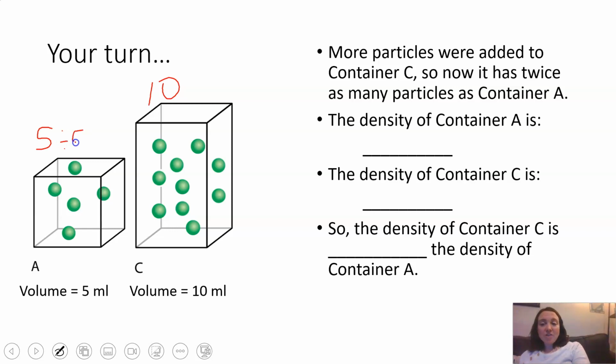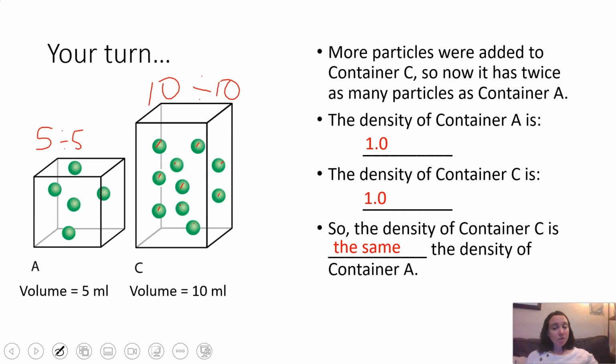Container A hasn't changed. It is still 5 particles in 5 milliliters, so its density is 1. But now container C has 10 particles in a volume of 10 milliliters, so 10 divided by 10 is also 1. This means the density of container C is the same or equal to the density of container A.